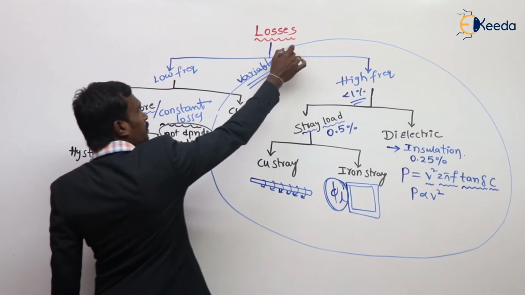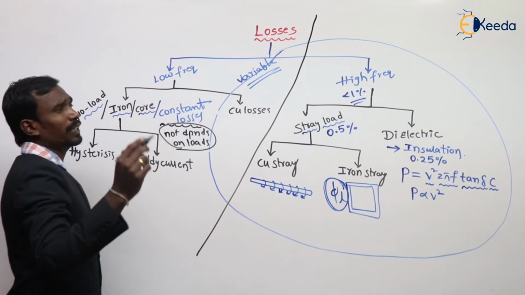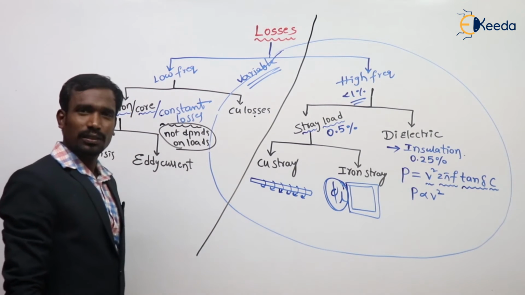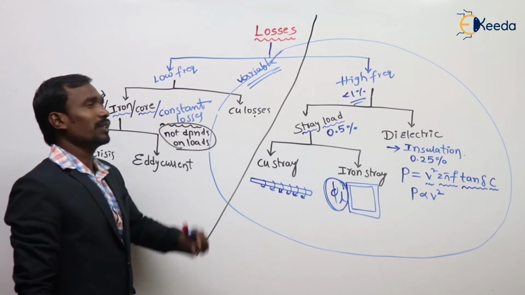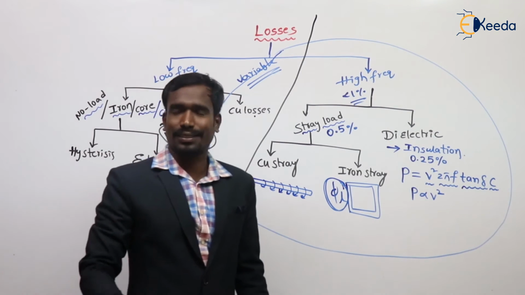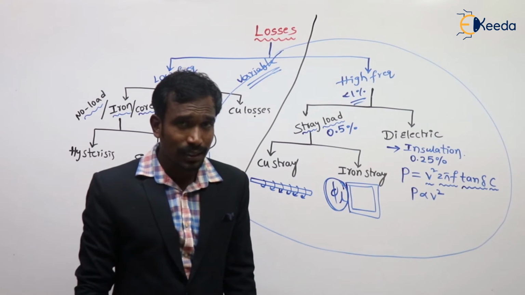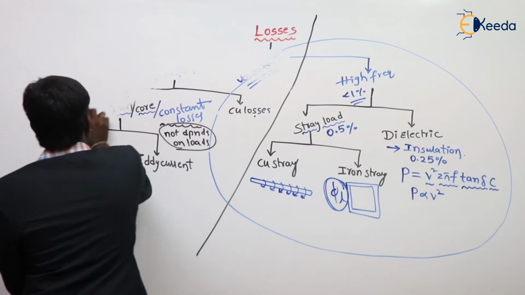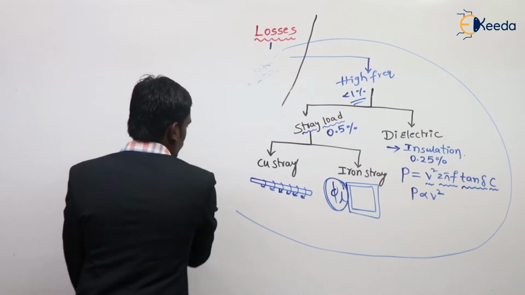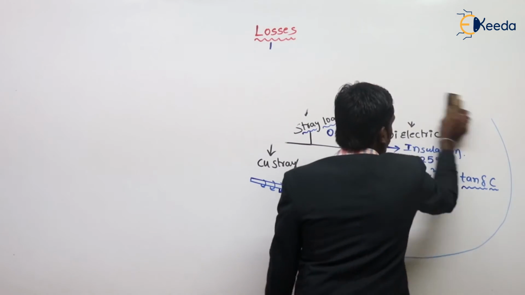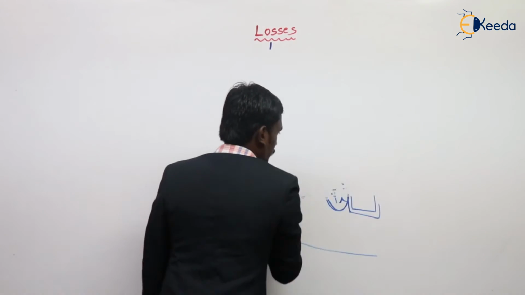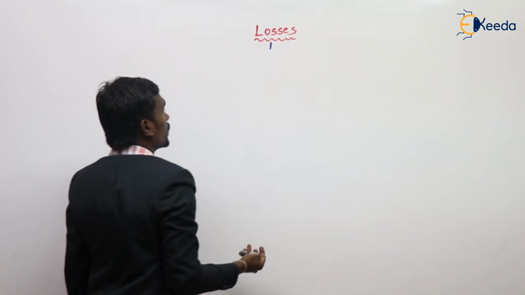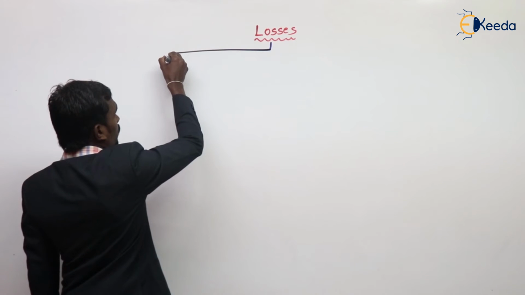So if you remove this part, we have two types of losses: one is the constant losses, the other one is the variable losses. Let's see what the constant and variable losses in our transformer are. Right, let's see here. Generally the losses in the transformer are of two types.